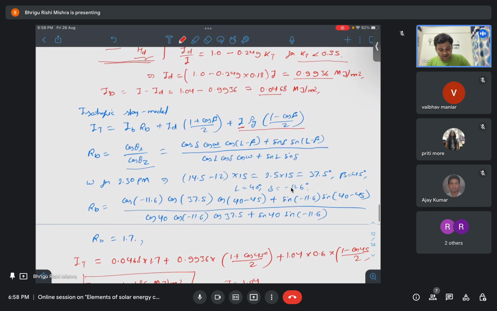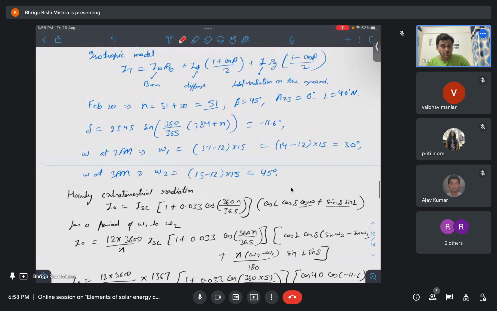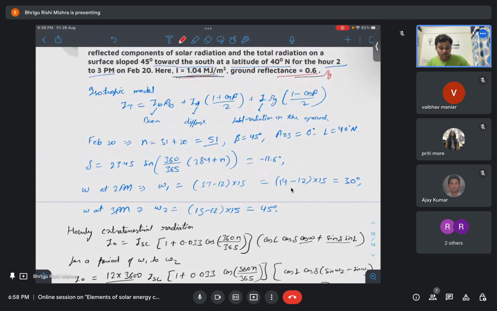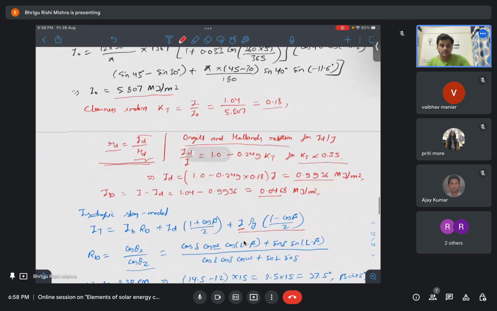So this way we can calculate the radiation on the tilted surface. So yeah, that's it for today's session. If you have any question, please ask.